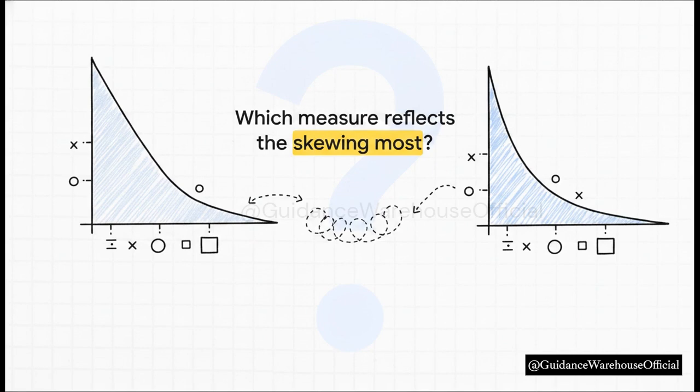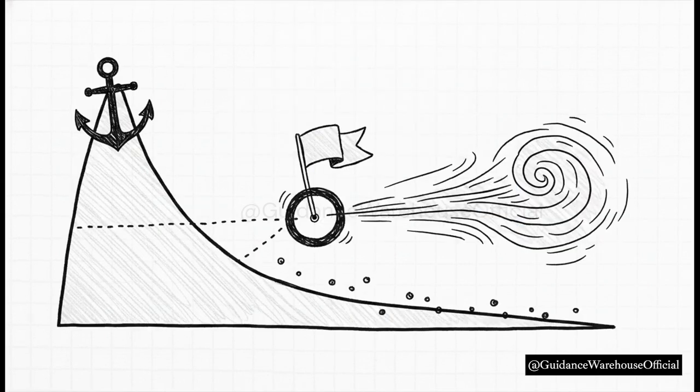Wait, this is super important. Quick test for you. Out of our three measures, mean, median, and mode, which one reflects the skewing the most? Which one is the most sensitive? It's the mean, because it factors in the actual numerical value of those crazy outliers in the tail. The mean gets pulled the absolute hardest away from the peak.